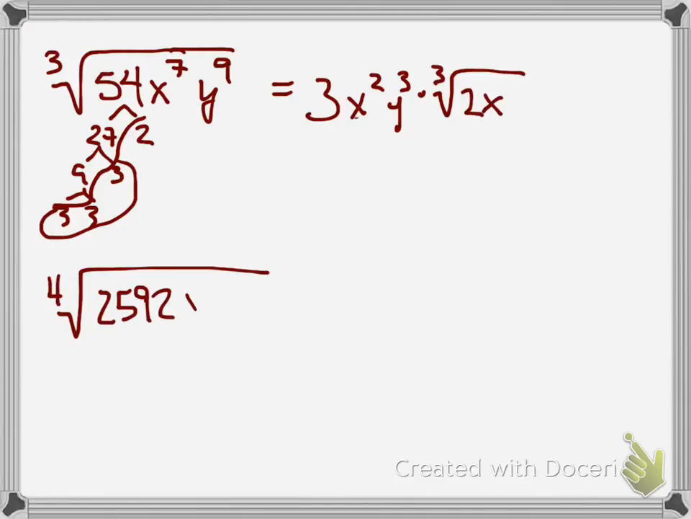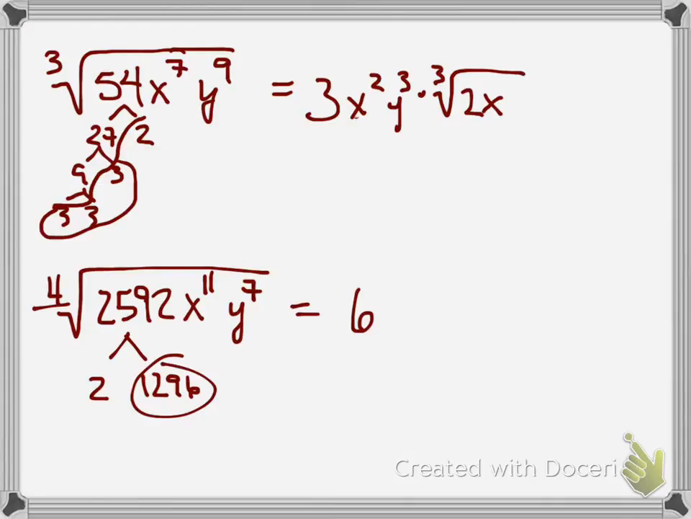How about the 4th root of 2,592, x to the 11th, y to the 7th? Well, under 2,592, you've got a 4, and if you look at the 4th root table, you've got 1296. 1296 goes into that 2 times. So there you go with that. And this 4th root of 1296 is 6. So you know because of that, that 6 goes on the outside, with a 2 still under the radical.